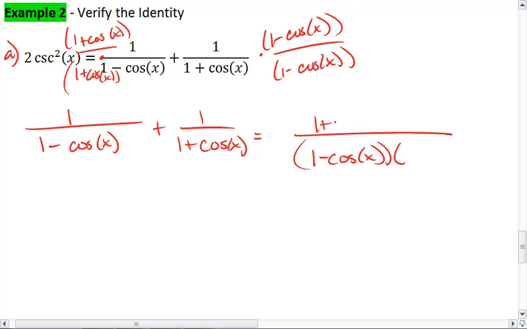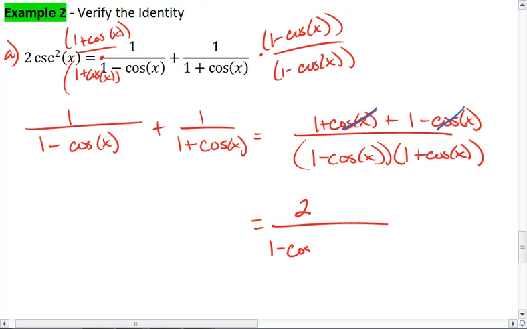So we get 1 plus cosine x plus 1 minus cosine x. There we go. So we have 1 plus cosine x plus 1 minus cosine x all over 1 minus cosine x times 1 plus cosine x. Let's simplify that numerator. We get 2, and our cosine x's cancel. So we're just left with 2 all over 1 minus cosine x, 1 plus cosine x.